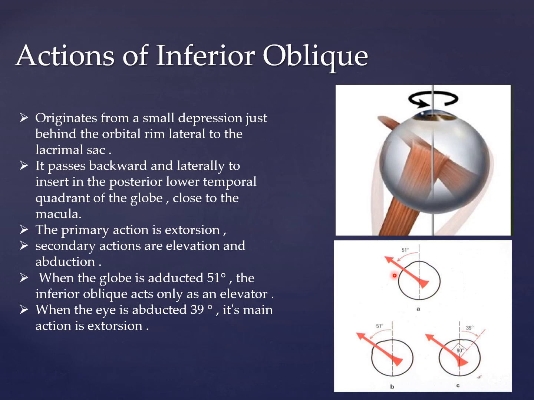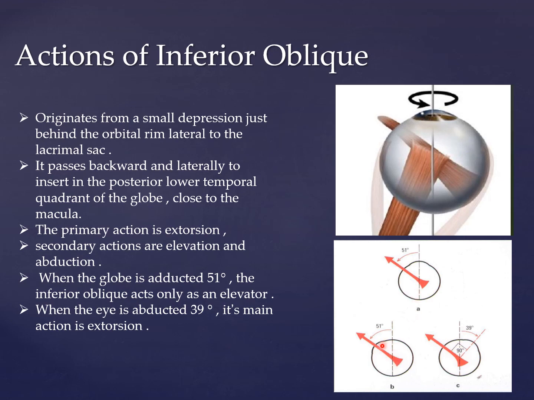Why is it an elevator? Because it acts from front to back, and because of its insertion, which is posterior to the equator in the inferior surface of the eyeball. So when it contracts, the eyeball moves upward and outwards. That is called abduction. This is the same picture, but here we consider the inferior oblique muscle. This is the position of the muscle when the eyeball is in primary position. The difference is just that the superior oblique is present superiorly and attached to the superior side of the eyeball, and the inferior oblique is present on the inferior surface of the eyeball, and it acts from the inferior surface.